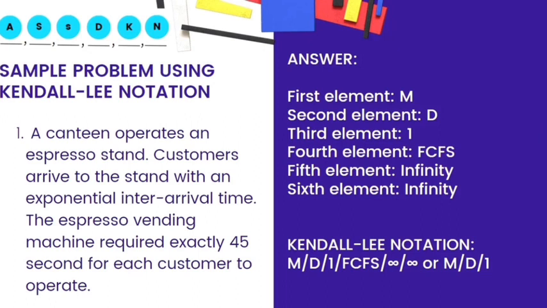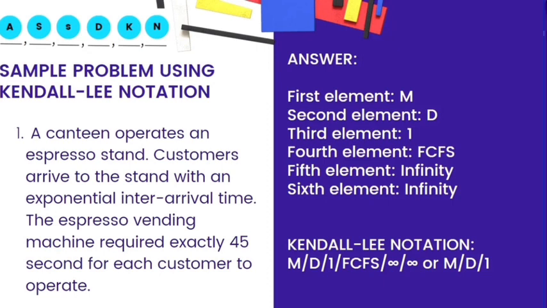So again, remember our 6-element classification of Kendall-Lee notation. The first element pertains to the input process, and it is Poisson distributed, since the exponential distribution is mentioned already in the problem. Hence, we have Markovian as the input process. The second element pertains to the service time distribution, and in this case, it is constant. Hence, we use D for degenerate. For the third element, we have a single machine. Therefore, we have a single server. That's why we use 1.